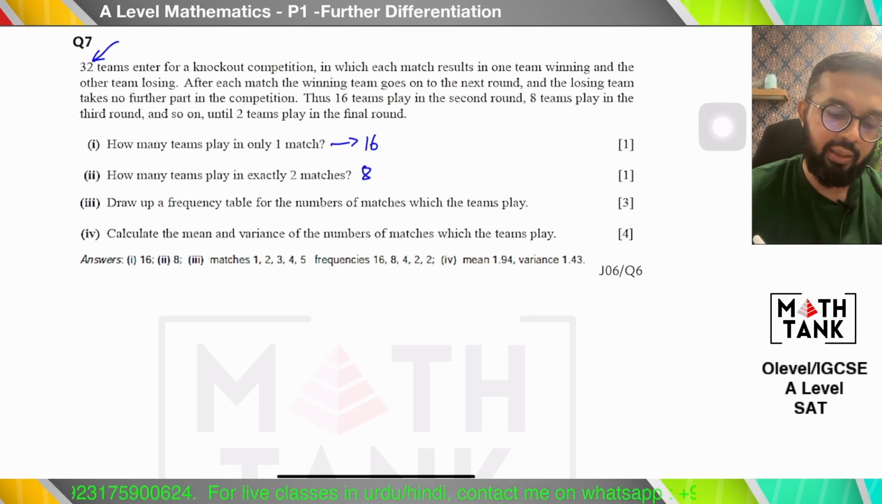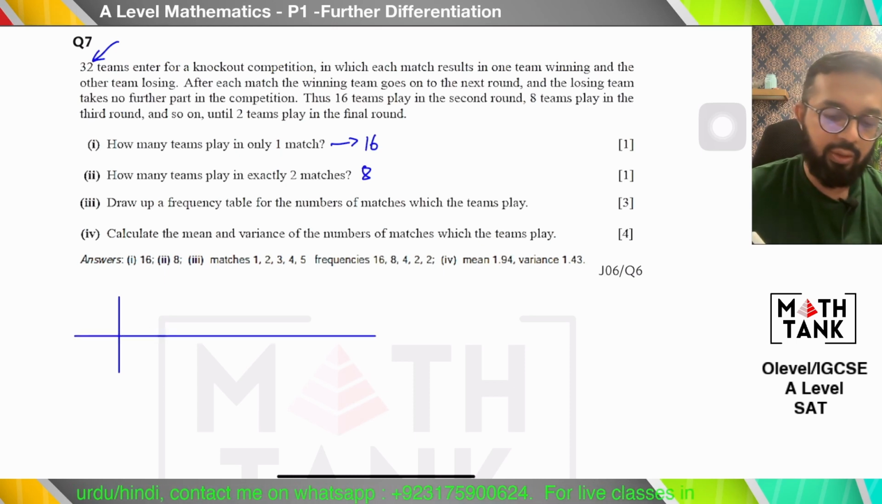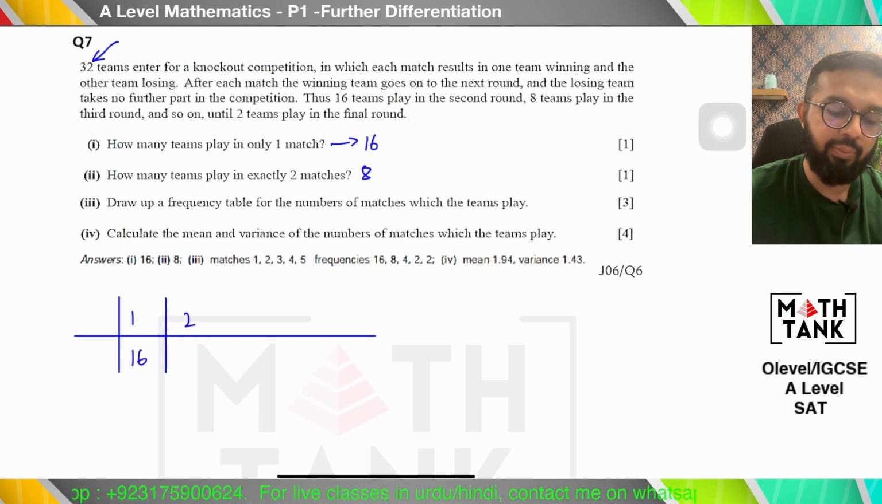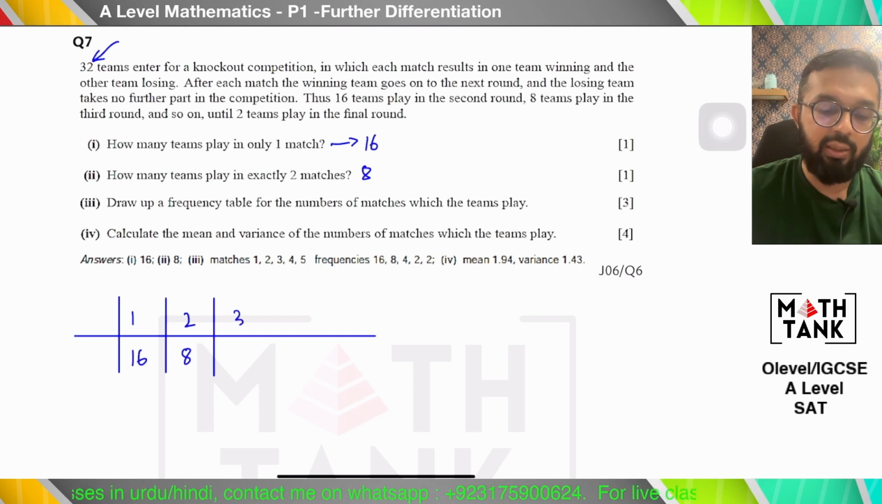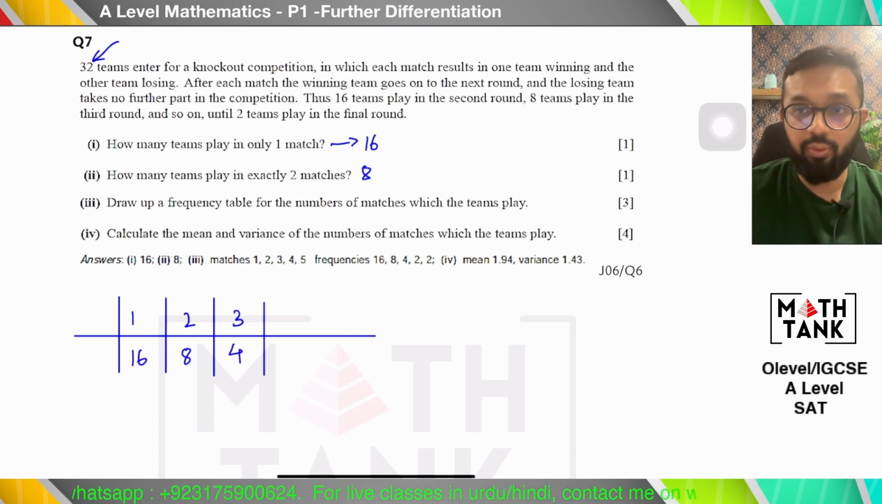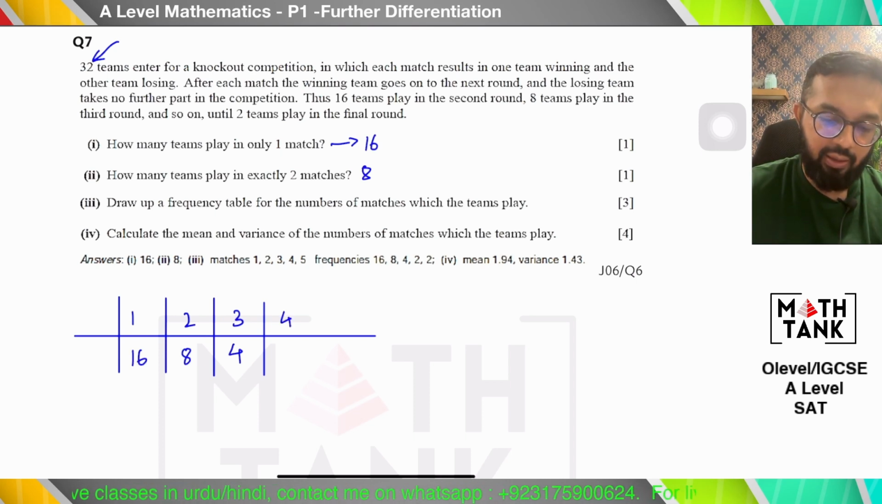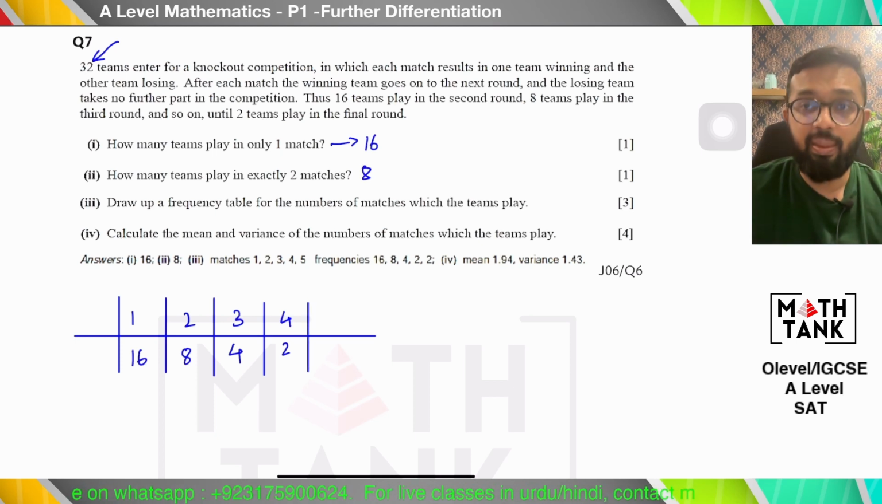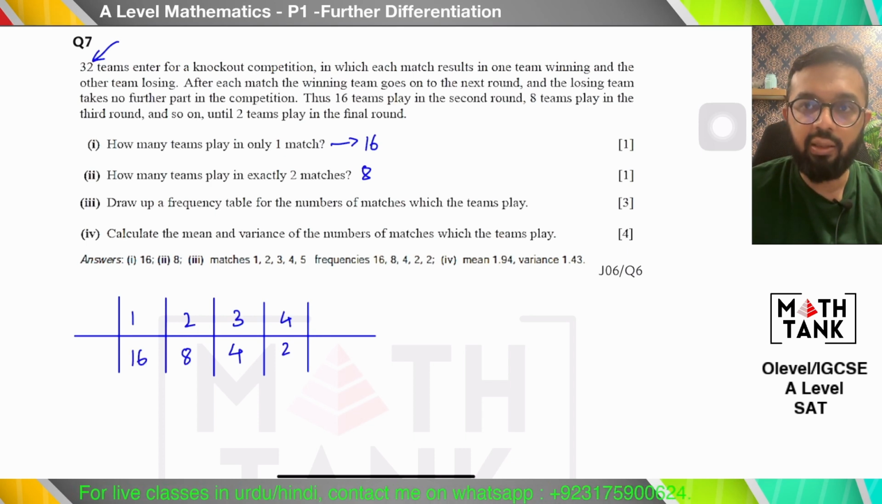So I can say that no teams played 0 matches. Some teams played only 1 match, and that was 16. Some teams played exactly 2 matches, and those were 8. In the next round, some teams would play 4 matches. Those were the quarterfinals. And then some teams would play 2 matches. Those were the teams that reached up to the semi-final but lost in the semi-final.